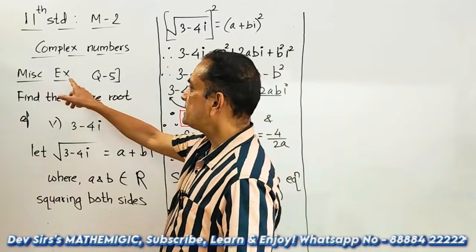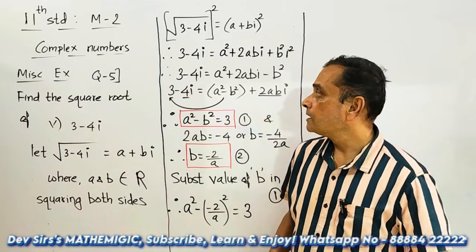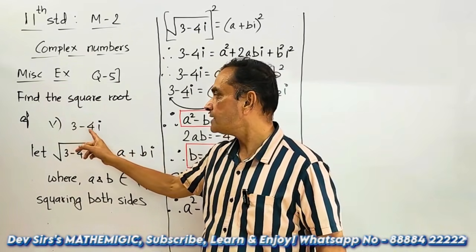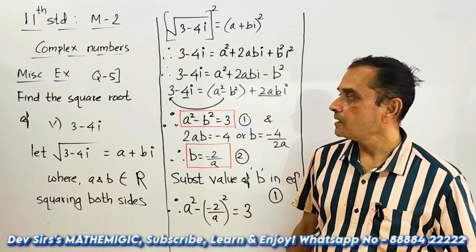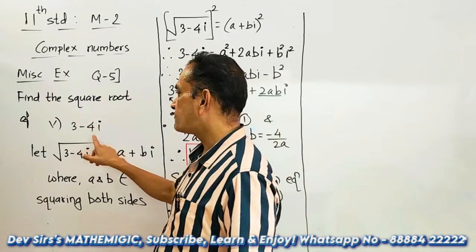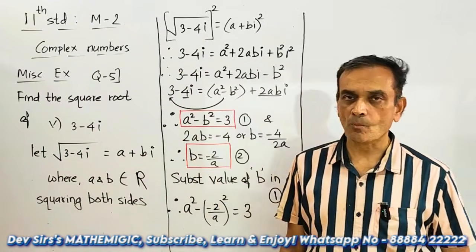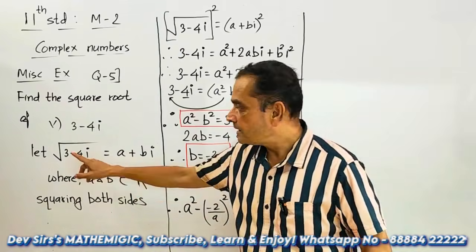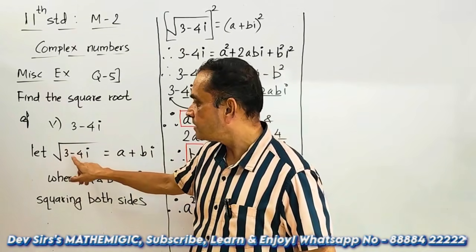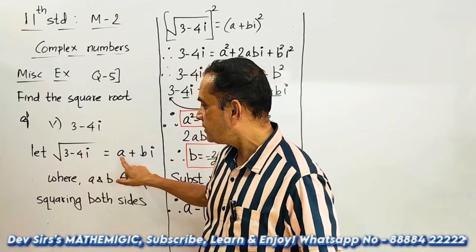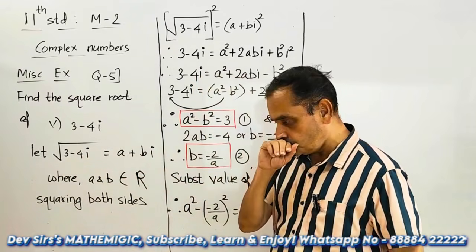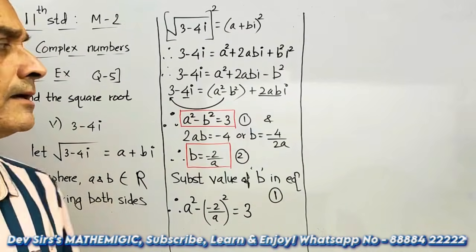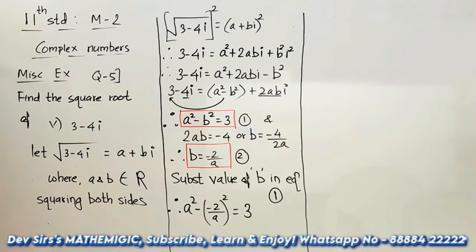So this is from miscellaneous exercise chapter 1, question 5. Find the square root of 3 minus 4i. Now our first step is, let the square root of 3 minus 4i be equal to a plus bi. लिख लो. Let square root of 3 minus 4i is equal to a plus bi.